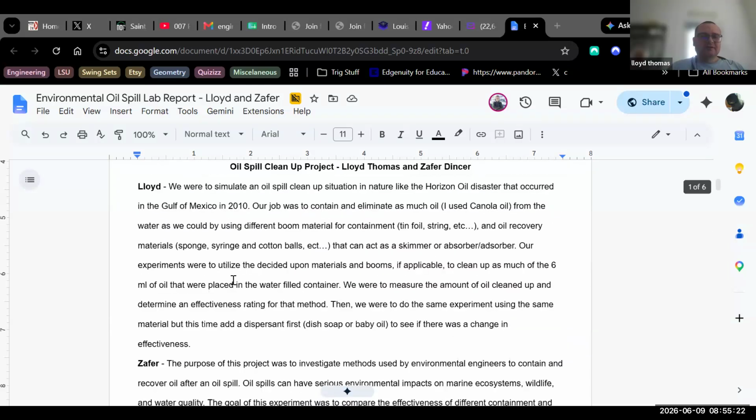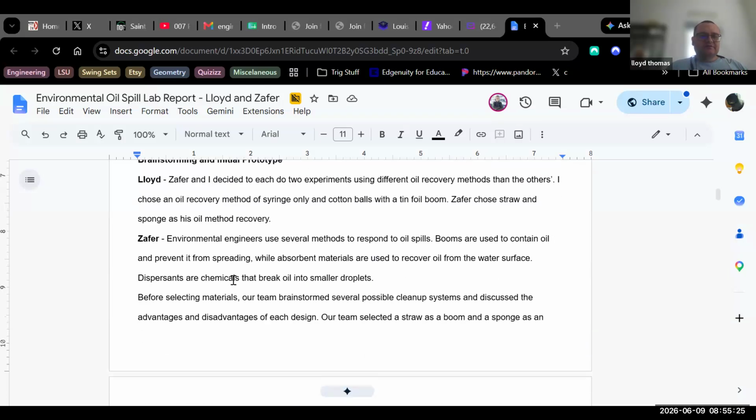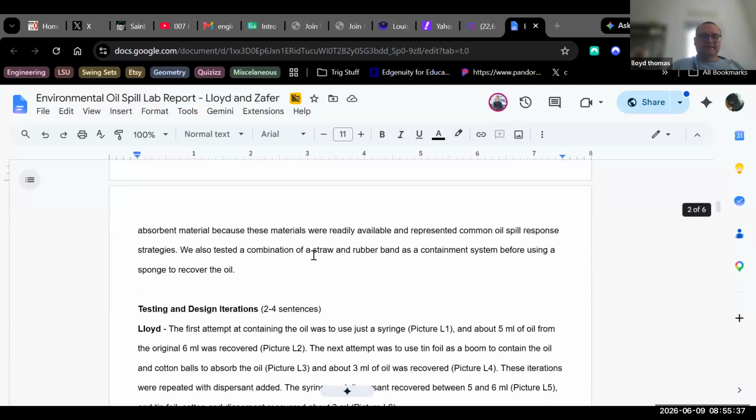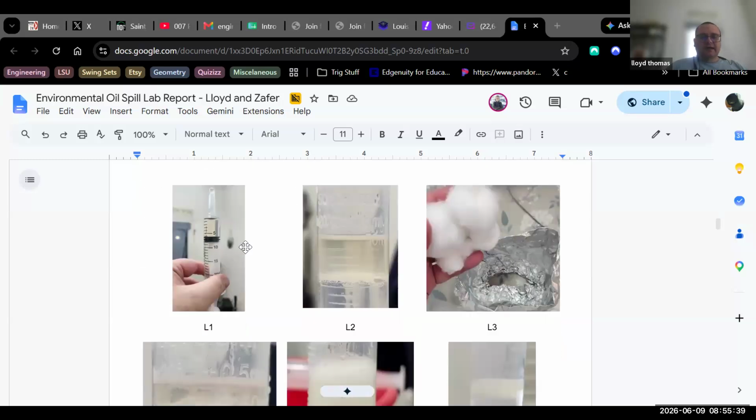Okay. So as far as brainstorming goes, we just pretty much said, let's pick what you want and there you go. That's pretty much what your teammates should be doing. Y'all just say, okay, let's use this, this, and this and see how things differ. So I had a syringe and I had cotton balls with a tinfoil boom. That's the syringe I used right here, and that's the 6 milliliters I had to put in. I didn't get a good picture, but I can show it to the camera.